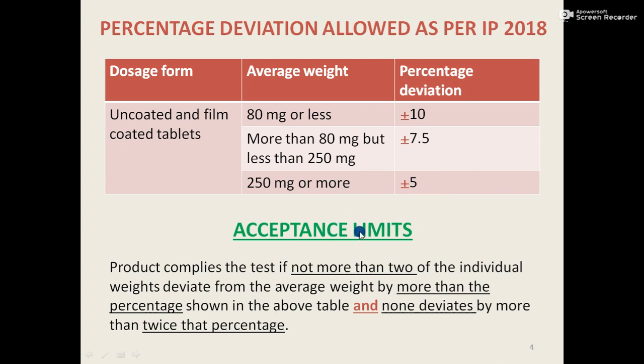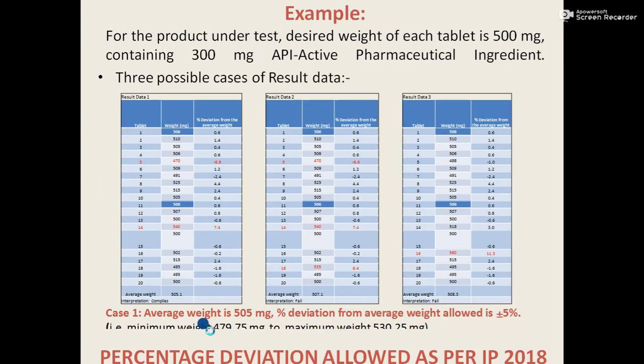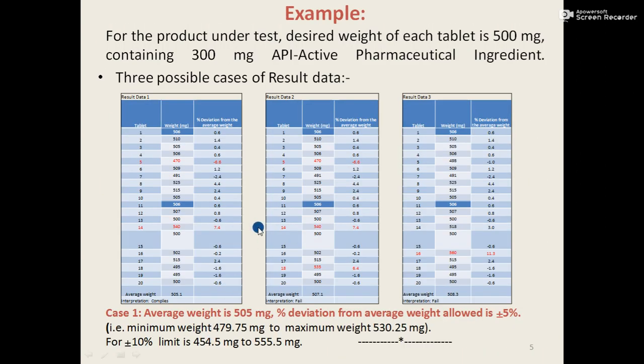Regarding the acceptance limits, the product complies with the test if not more than 2 of the individual weights deviate from the average weight by more than the percentage shown in the above table, and none deviates by more than twice that percentage. So, let's see the variety of possible data to interpret.